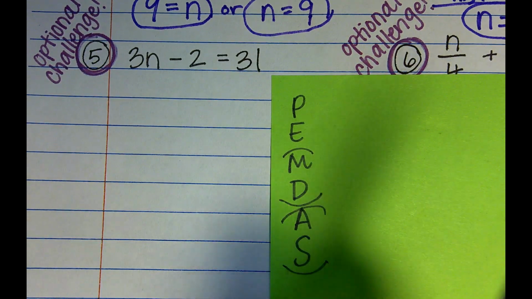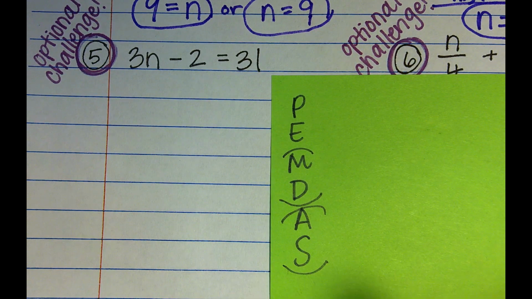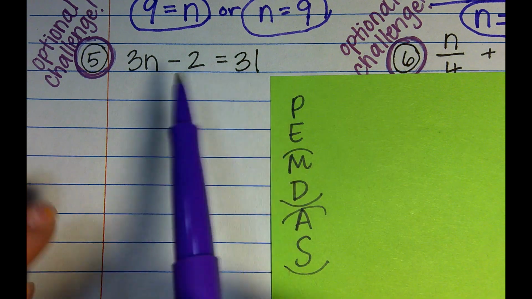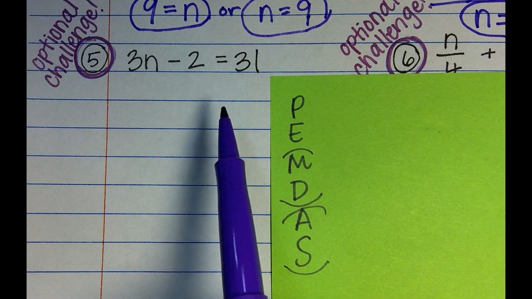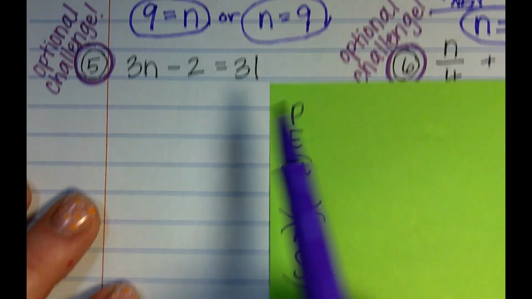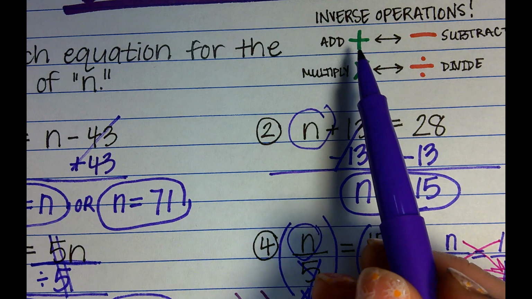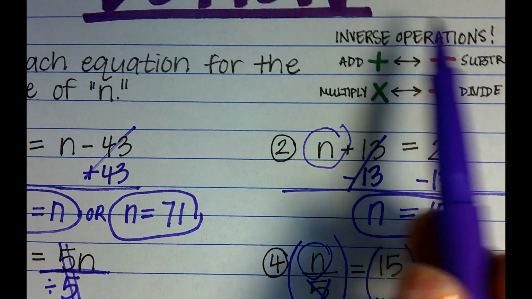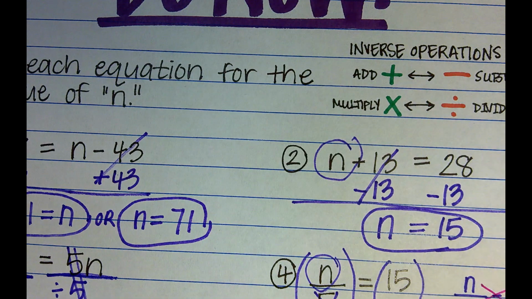Now, I'm going to tell you something that might blow your mind. It might not, but it kind of blew my mind when I first thought about it this way. Whenever we are solving an equation, we are doing the opposite. That's why we use inverse operations. Just like when I see a plus sign, I'm going to use a minus sign. When I see minus, I do plus. We're always doing the opposite.